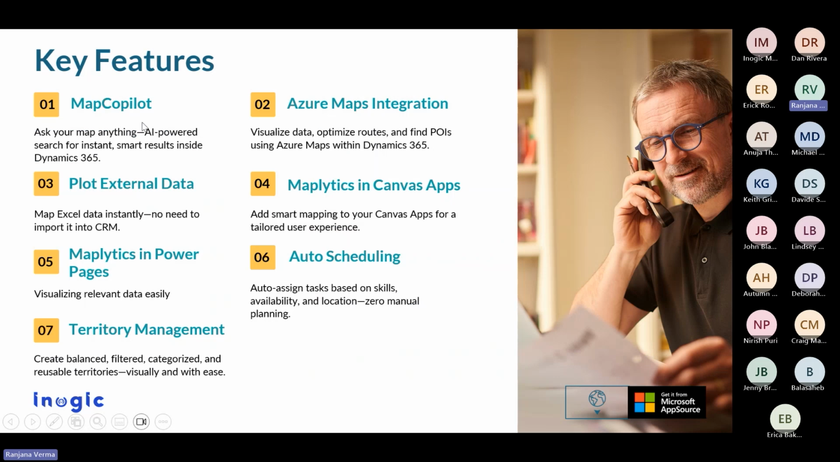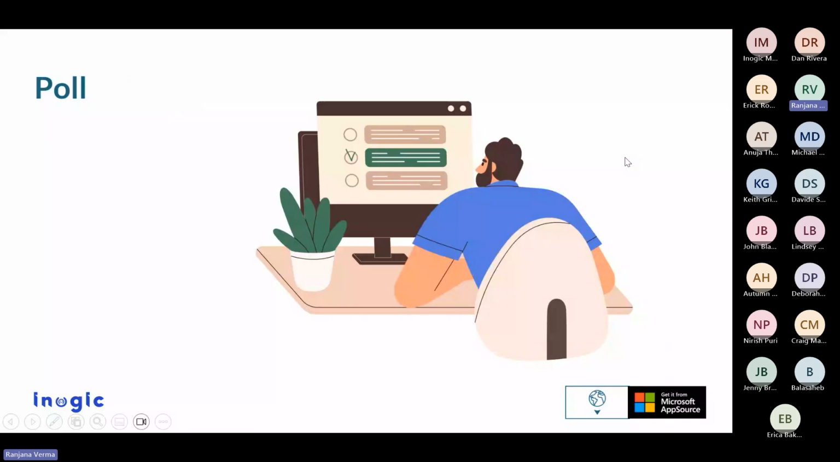That is AI-powered Copilot. How easy it is: instead of all the clicks, I can just simply type in what I want to see on the map, right? Then Azure Map integration. So we saw on the Canvas app how Azure is integrated with Maplytics, how to plot an external data file on the map, and how Maplytics is integrated with your Canvas app also, right? Power Pages, wherein an external user can access your data. Then auto scheduling, wherein you schedule your routes for multiple days for multiple people together. And then the territory management, right? So this was all about it.